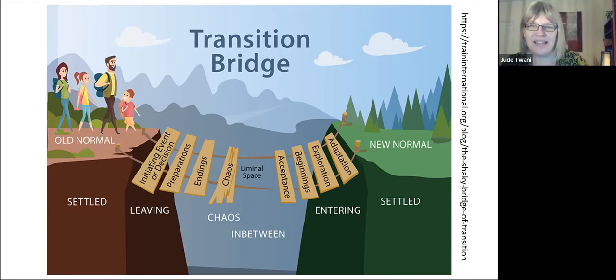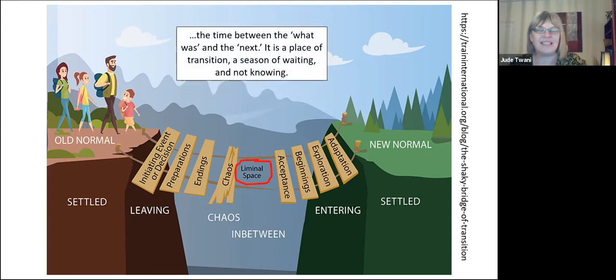And that liminal space, I started to explore that. I'm part of a group called Liminal, and I didn't quite know what it was. I thought it was quite a catchy title. But when I looked it up, I thought, it's the time between the what was and the what's next. It's a place of transition, a season of waiting, a season of not knowing. Think about your children, where they're suddenly taken from a place of settledness, something that's become normal for them, into a place of unsettledness, something that they don't quite know what it yet feels like. And transition is that place of waiting.